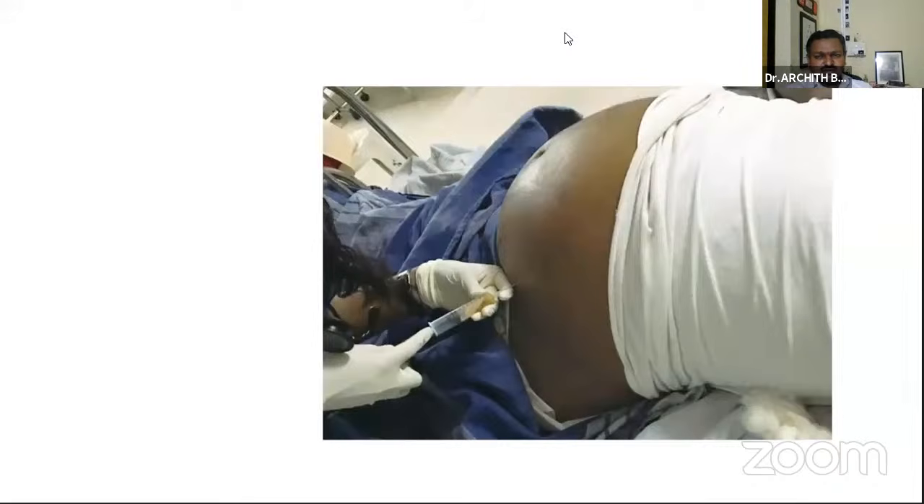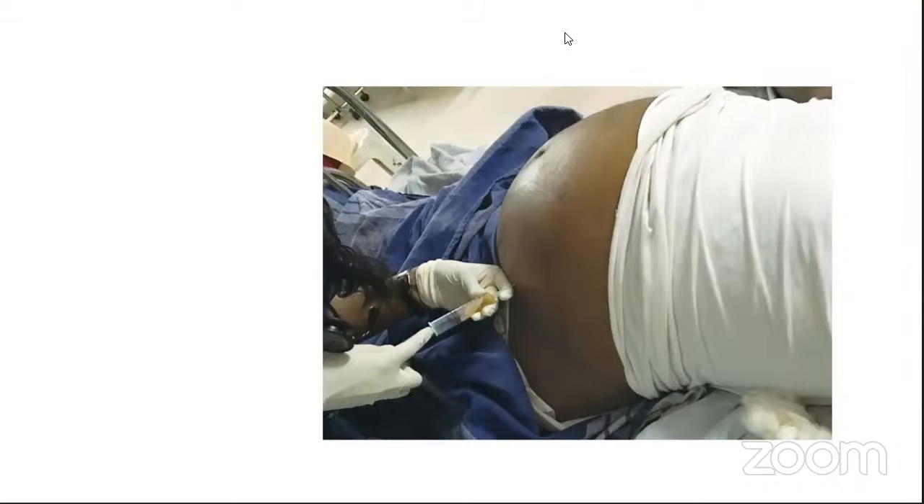Rifaximin is not specifically for that. Rifaximin, sir? No, Ciplox. Quinolones are not recommended in the West. In India, we still use Septran.